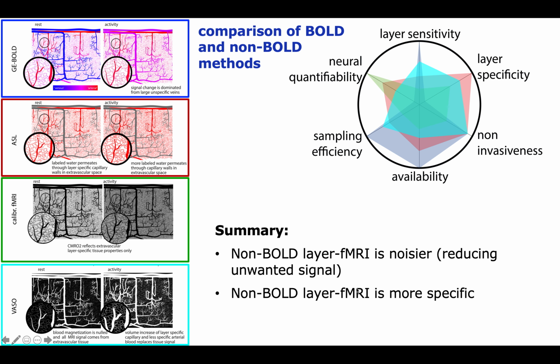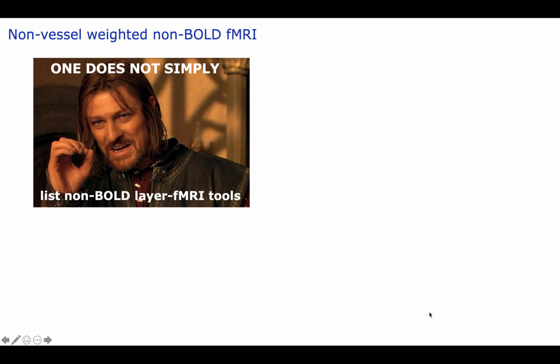All non-BOLD layer-dependent fMRI methods are more specific and more quantitative. And until now, I showed you a lot of different non-BOLD layer-dependent fMRI methods out there, but actually there are many, many more, almost impossible to list. And I even only focused on the ones that are dependent on vascular responses.